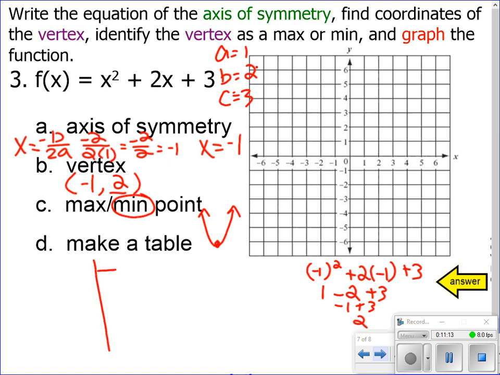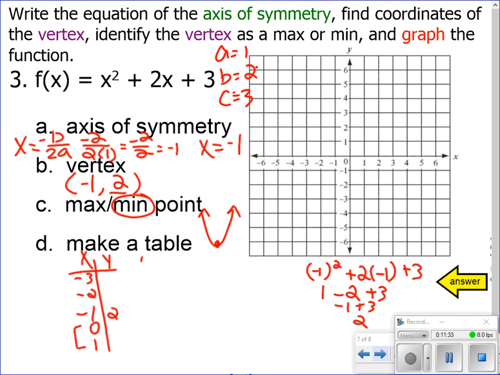Make our table of values. We've got negative 1, 2 is in the center. This is our vertex. I've got negative 2 and negative 3. We've got 0 and 1. Again, I'm going to use 0 and 1 because the positive values are easier to put in and I'm less likely to make a mistake. And then I'll just transfer this over to negative 2 and negative 3 since they'll be the same.